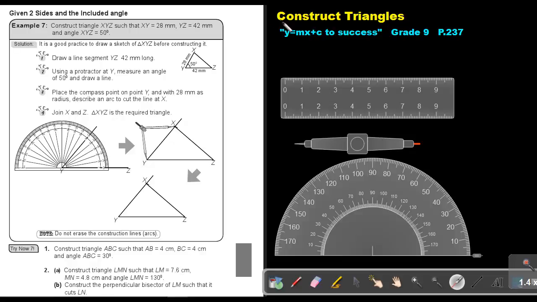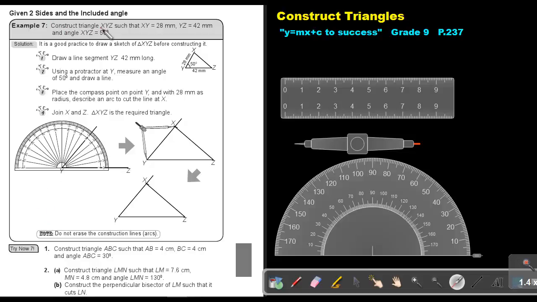Part 7. We are going to continue with construct triangles. You will find this on page 237 in the Namibian Mathematics Grade 9 textbook. Let's look at example 7.